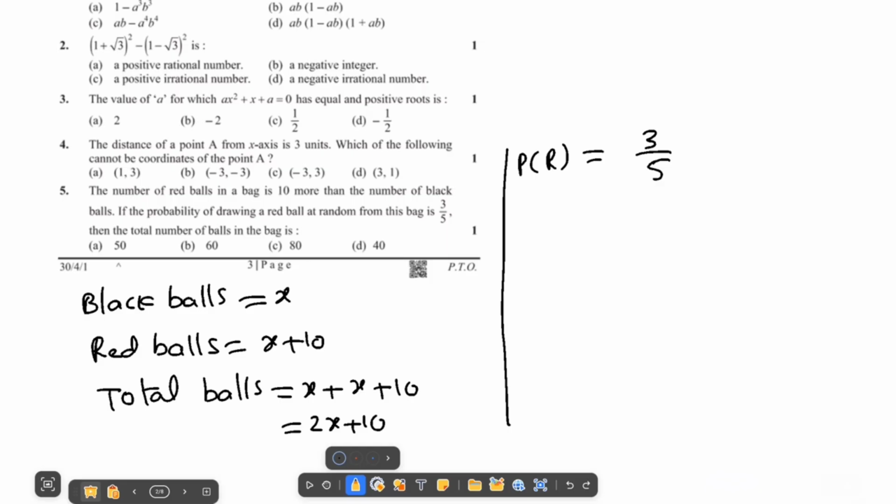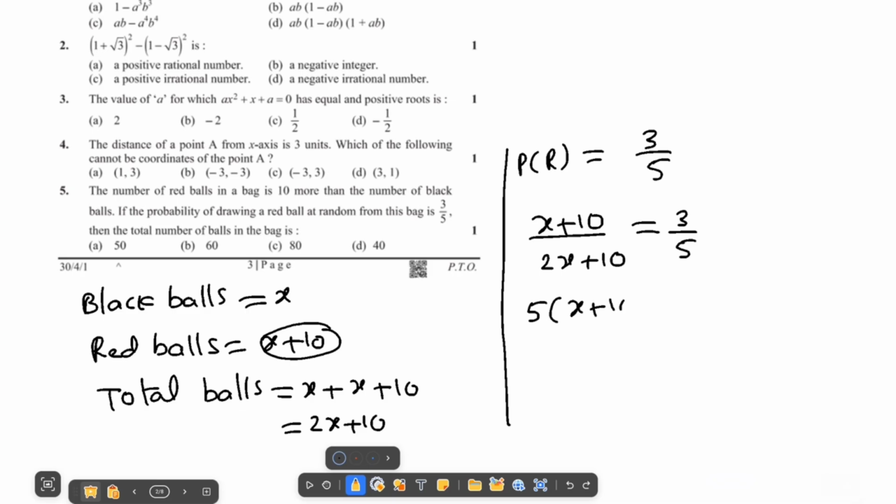So the number of red balls here is x plus 10, and the total number of balls is 2x plus 10. Now this will be equal to 3 by 5. Now bring 5 to the left side and 2x plus 10 to the right side. So if you bring 5 to the left side, it becomes 5 into x plus 10, and 2x plus 10 goes to the right side. Now 3 of 2x plus 10.